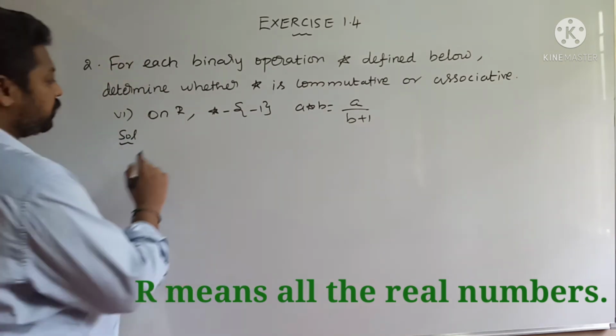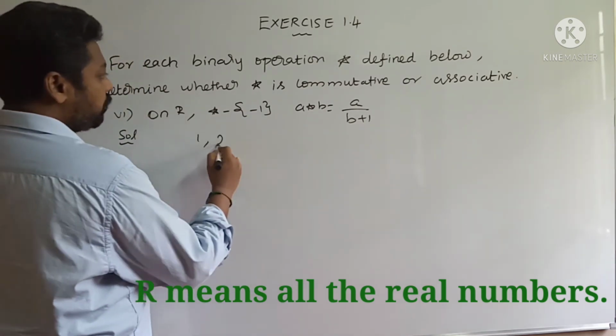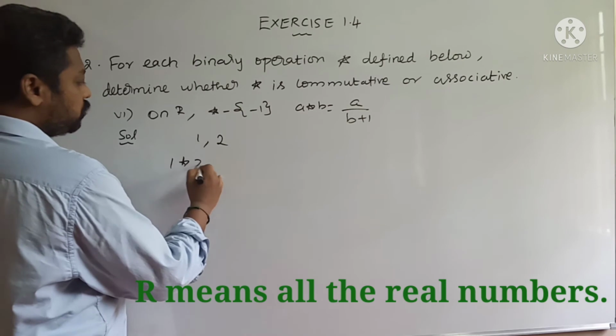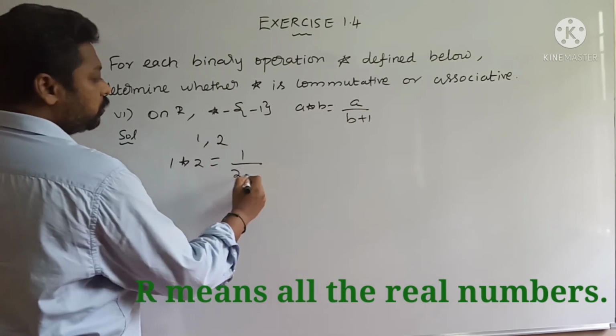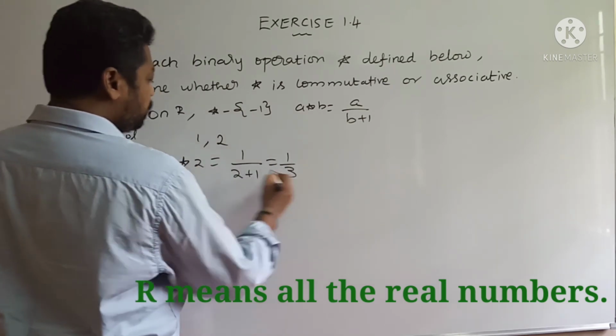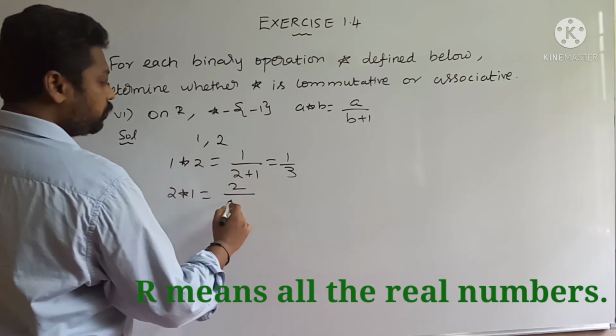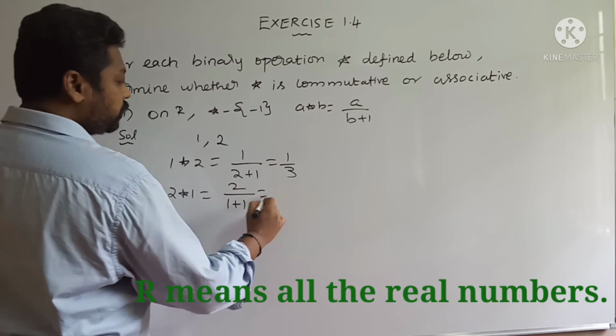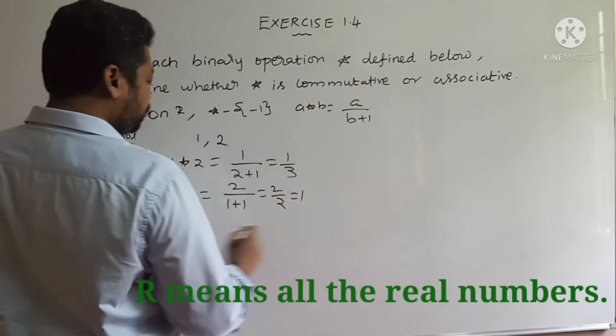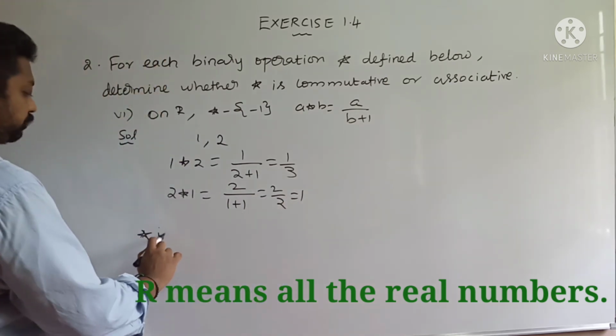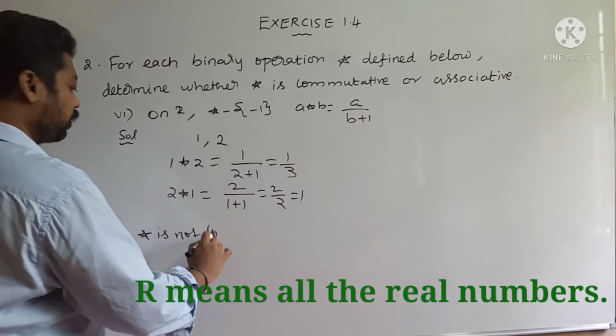Okay, so let's check for commutative. We take 1 comma 2. So 1 star 2 is equal to 1 by 2 plus 1, so 1 by 3. So 2 star 1 is 2 by 1 plus 1, so 2 by 2, that is equal to 1. So star is not commutative.